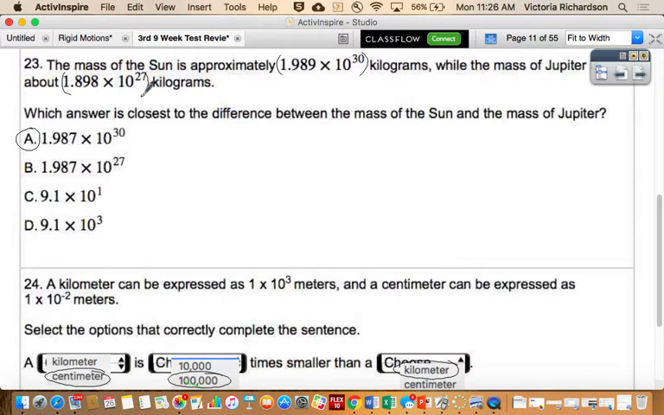What's the biggest planet? Oh, we're trying to find the difference. Sorry, for the difference you have to subtract. The biggest planet is... Miss Richardson, do you know that? What's the biggest planet? Uranus.